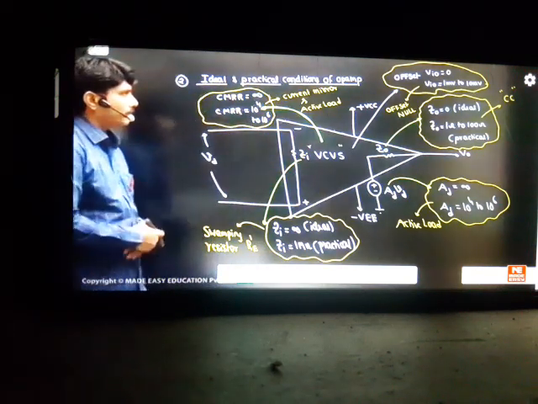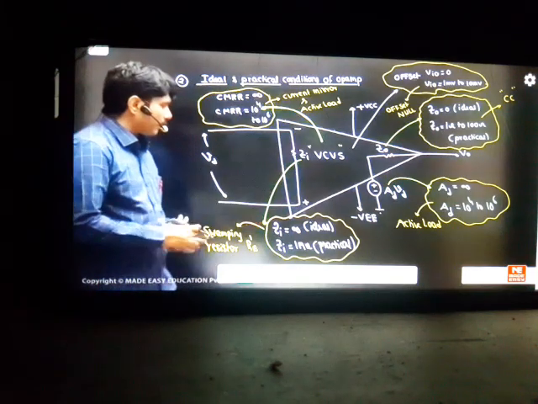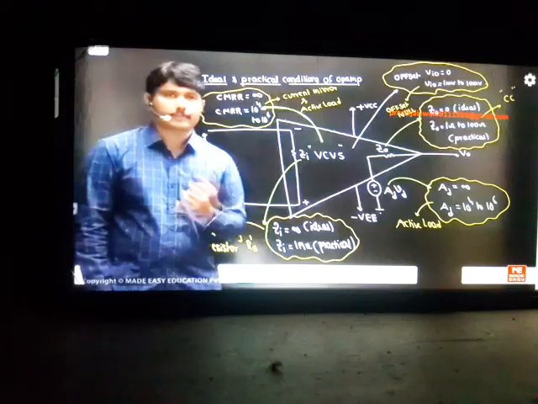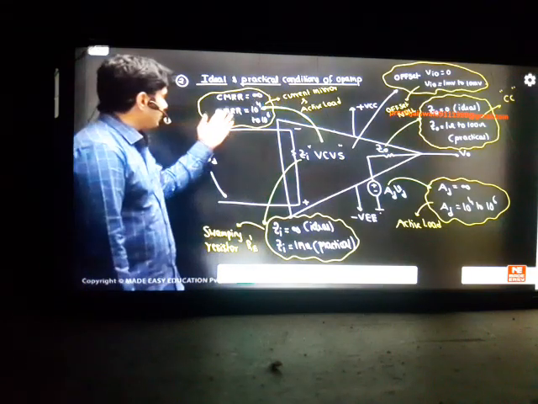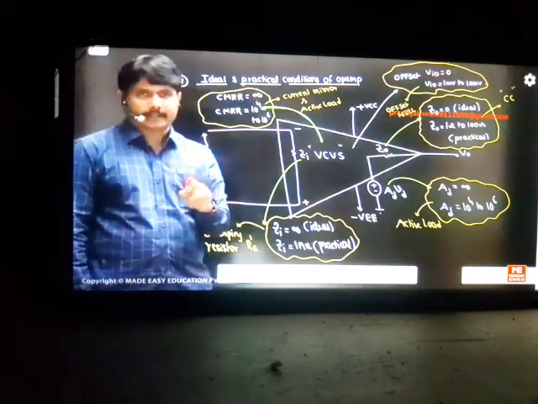What are the ideal conditions of an op amp, and what are the practical conditions? You should not forget these values. Input impedance is infinite ideally, practically 1 megohm. AD is infinite ideally; practically gain is 10 power 4 to 10 power 6. Output impedance is 0 ideally, but practically it can vary from 1 ohm to 100 ohms. CMRR is infinite and should be the same as our AD. And offset should be 0. For everything there is a technique in the op amp.